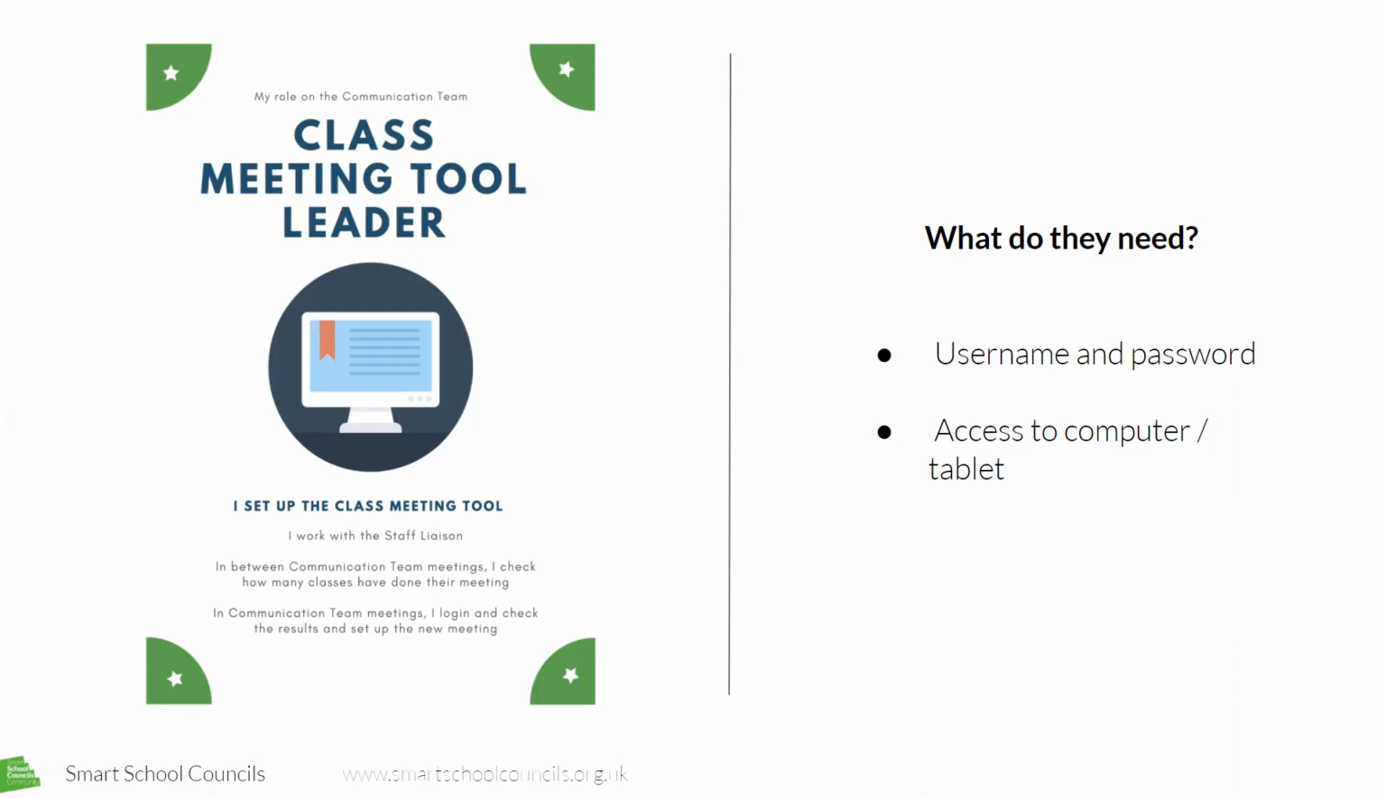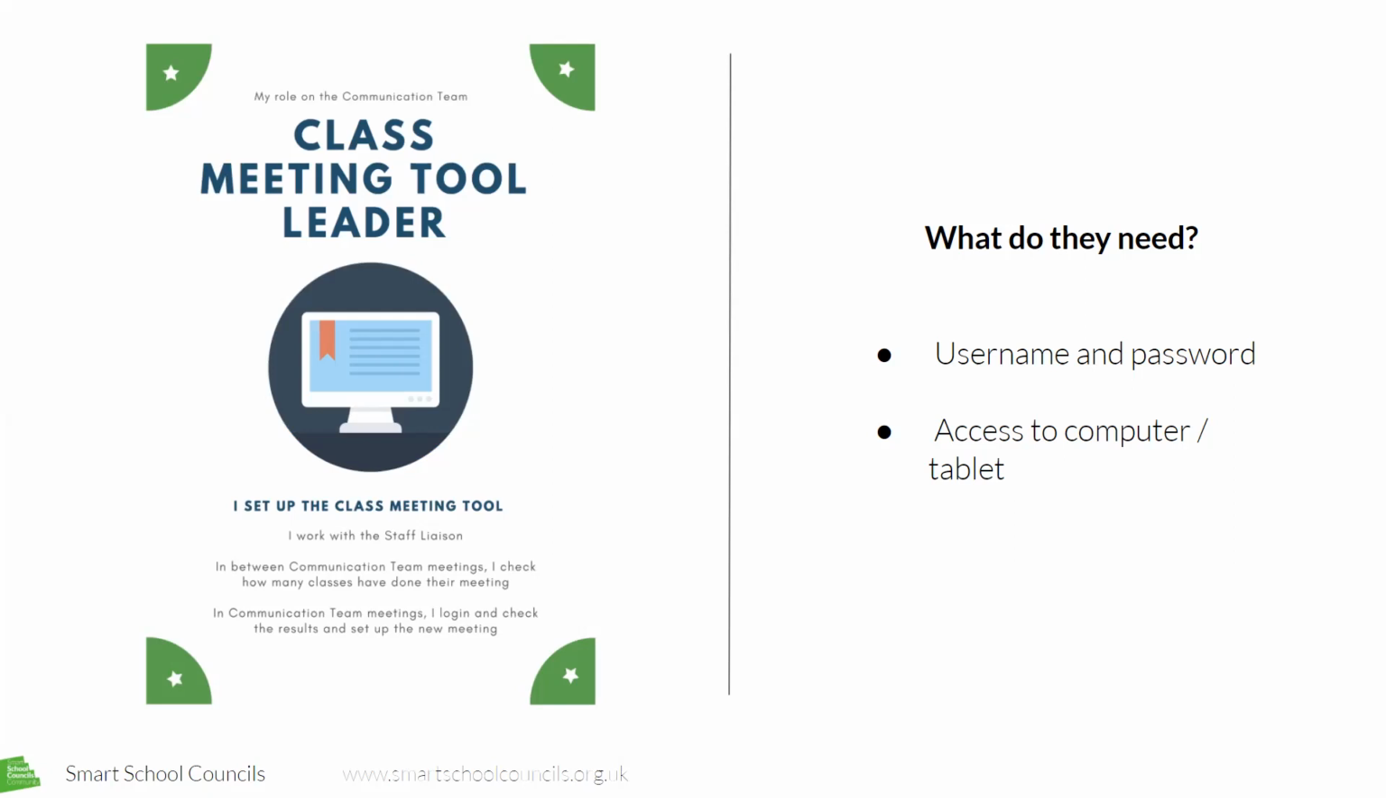Okay, well, their role is to set up and review the class meetings and the data that's generated when your school has completed them. So these little cards, by the way, that I'm reading from, or you can see on the slides, are part of a comms team pack that we give out through the comms team training. If you want us to come in and train your students for you, I'll mention how you can do that at the end. But you can also get access to those packs through our website as well.